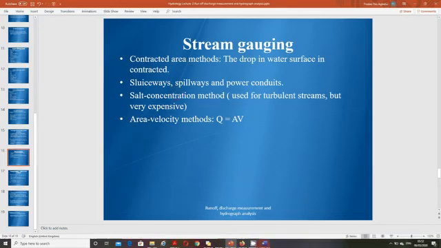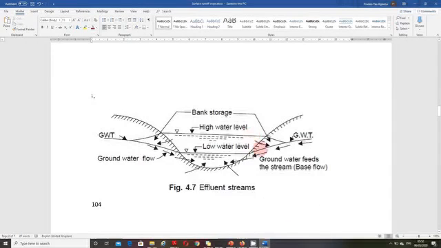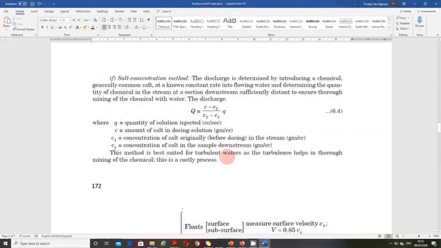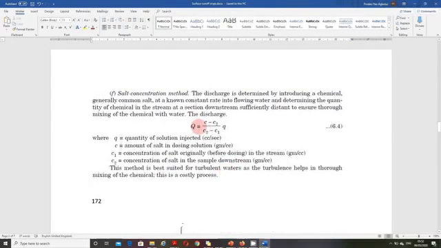The salt concentration method is very simple. What you do is create a salt solution with a known concentration, and then you pour that salt solution into a part of the stream. Once you do that, you monitor the quantity of solution injected, which you definitely do. C is the amount of salt you've added to the solution. C1 is the concentration of salt you've added at a point in the stream, and then C2 is at a point upstream.